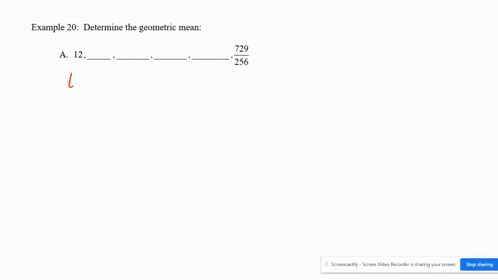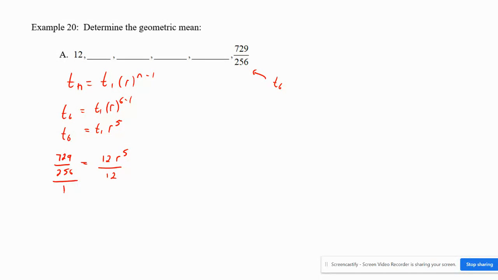Okay, so if we do this, we're going to use our Tn equals T1 r to the n minus 1. Now, in this case, we know this is 1, 2, 3, 4, 5, 6. This over here is T6. That means T6 equals T1 r to the 6 minus 1. So T6 equals T1 r to the 5th. We know T1 is 12. We know that this is our T6 here. So that means 729 over 256 equals 12 r to the 5th. I'll divide both sides by 12.